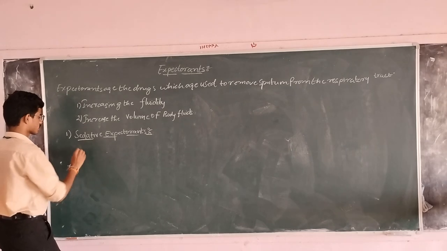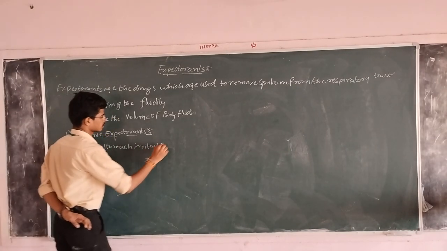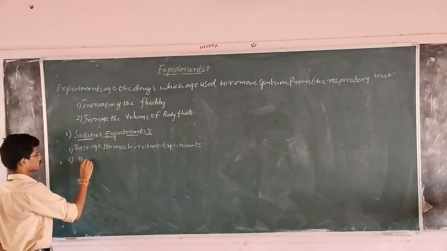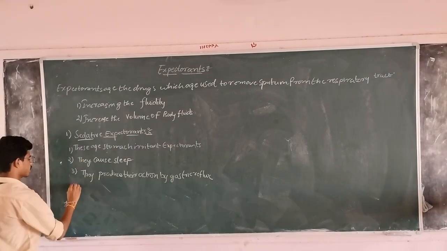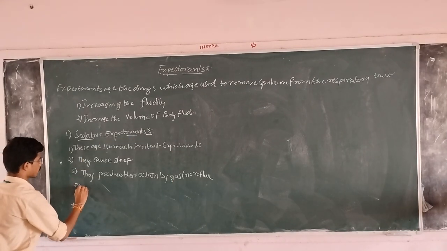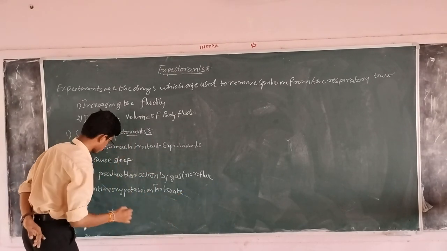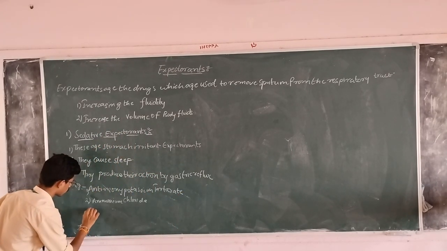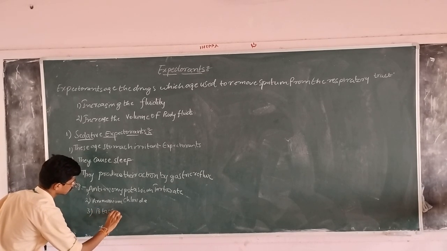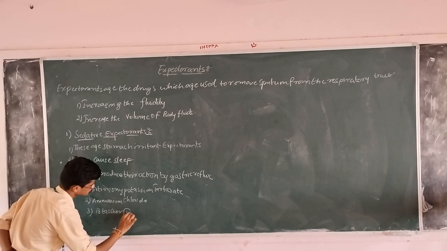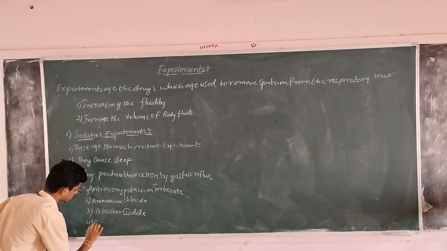These are the stomach irritant expectorants. They cause sleep, and they produce their action by gastric reflex. Examples of this are antimony potassium tartrate and ammonium chloride. The third one is potassium iodide, and the next one is sodium citrate.